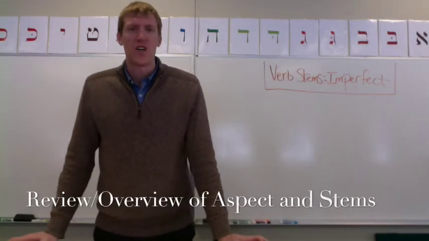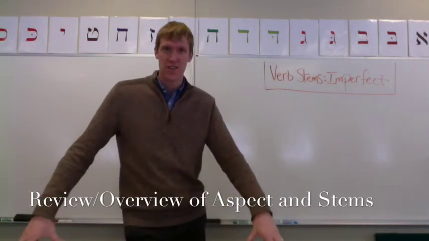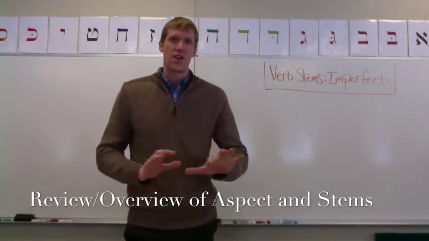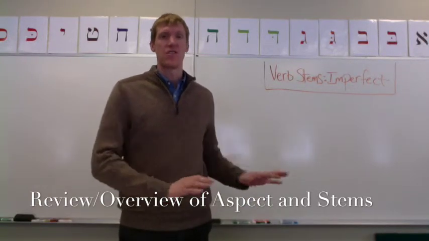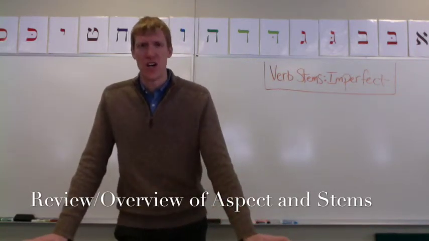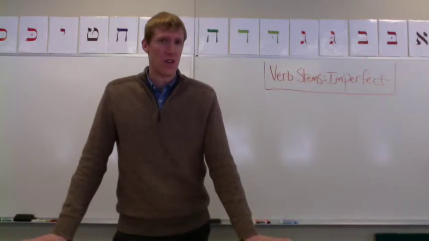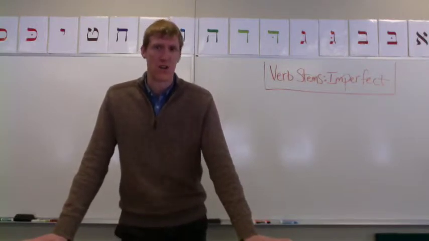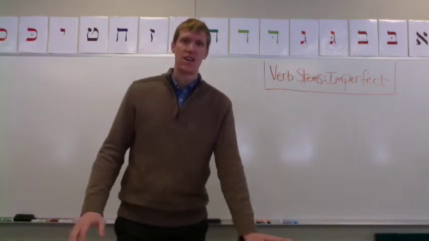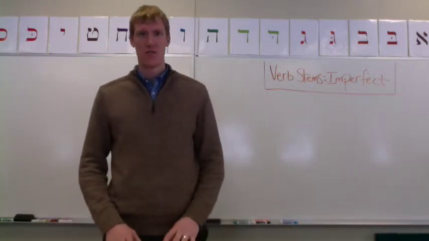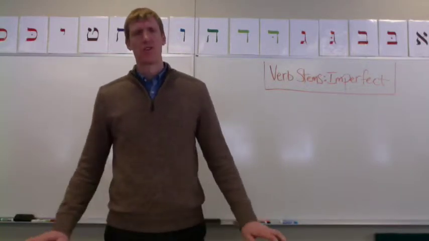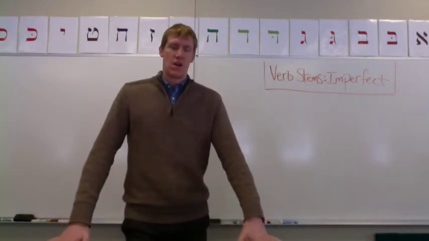In this video, I'm going to talk about the imperfect verb forms as they're expressed in each of the 7 verb stems. I won't focus very much on the pu'al and the hofal, which are far less common than the other 5 stems, so I'll spend most of my time on the 5 main ones, but I'll touch on them at the end.